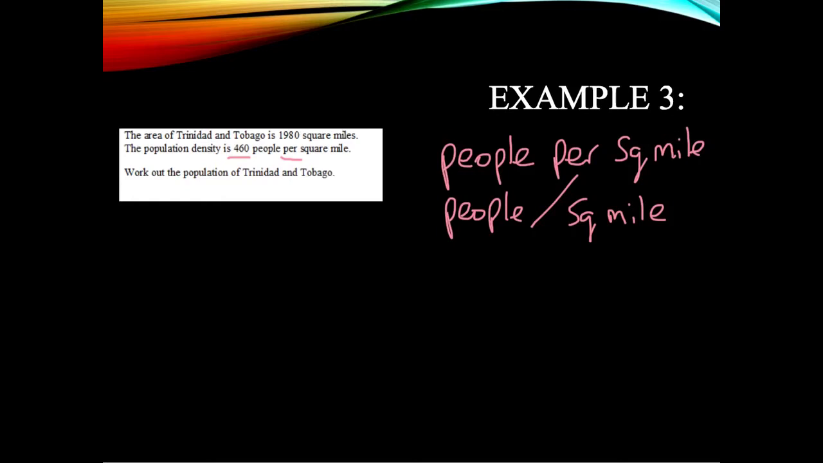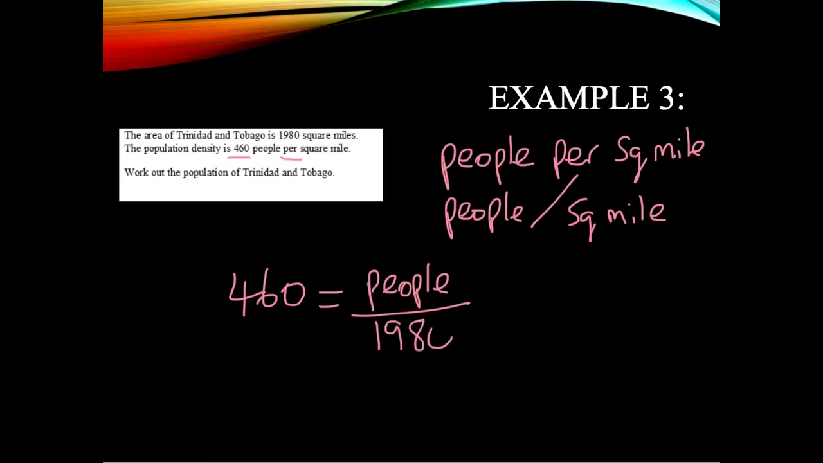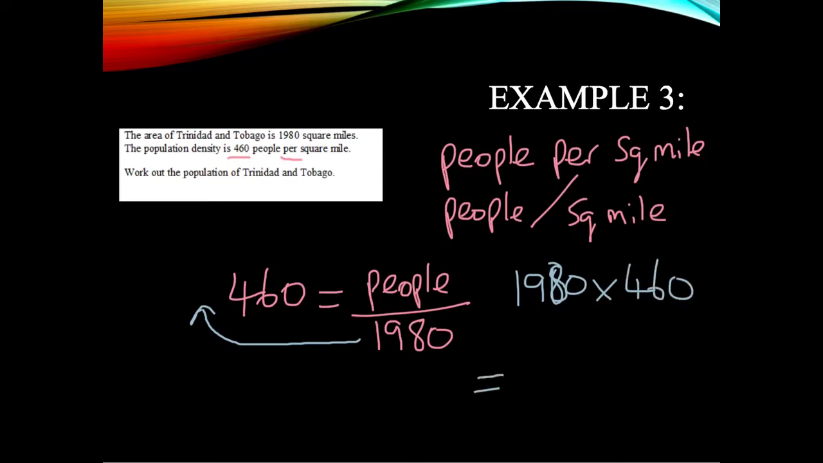So we can say that 460 equals the number of people divided by how many square miles it is, which is 1980. Well, this is just a simple equation that we can solve. 460 is something divided by 1980. To rearrange this, we're going to multiply both sides by 1980. In effect, 1980 is going to come to the top, and that is going to be multiplied by 460. This should tell us how many people there are in Trinidad and Tobago.